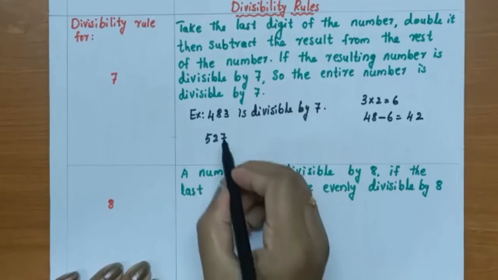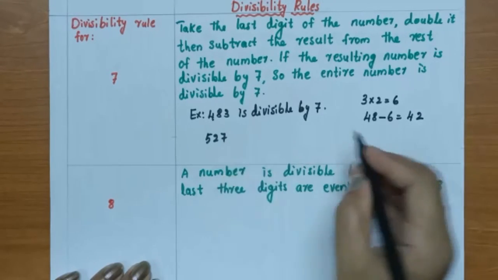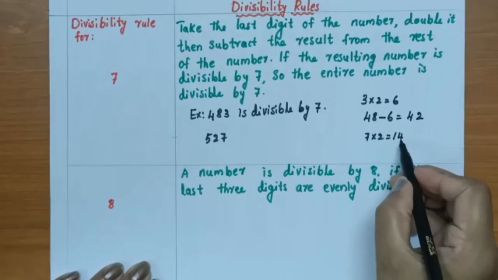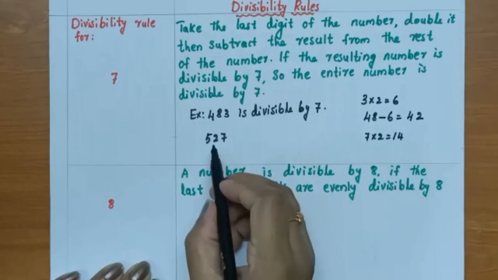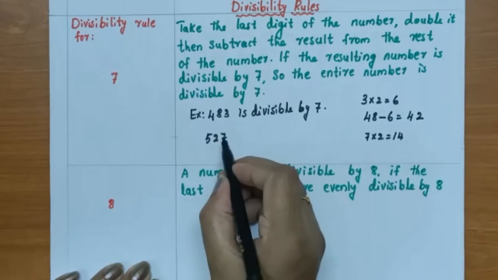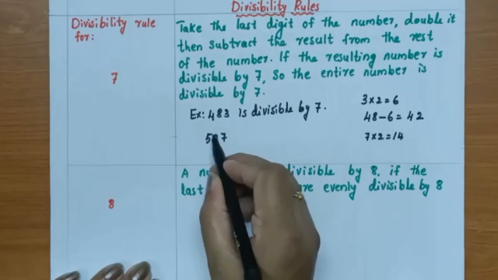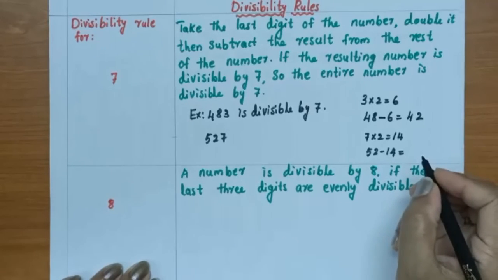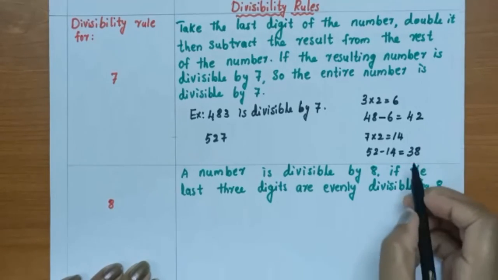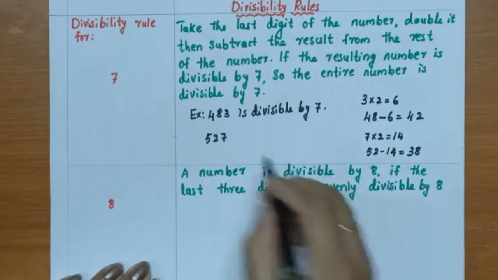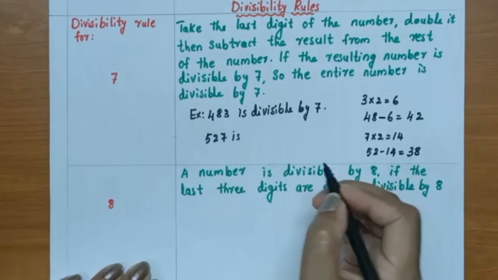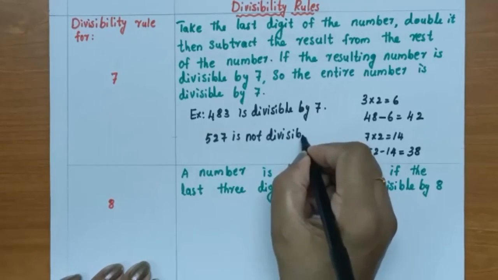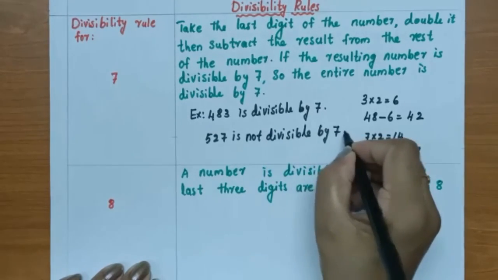Another example, it is 527. We can take the last digit, that is 7, double it, 7 2s are 14. Then that answer we have to subtract from the rest of the number. Here when we take 7, the rest of the number is 52. So 52 minus 14. 52 minus 14 we will get 38. 38 is not in table 7. That means 527 is not divisible by 7.